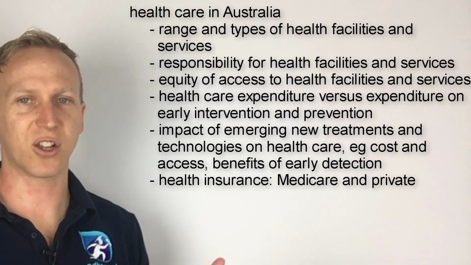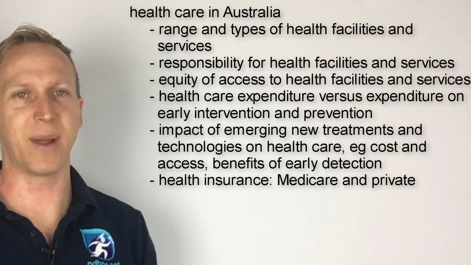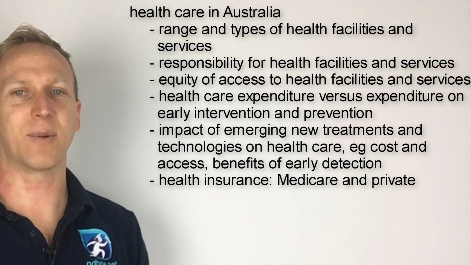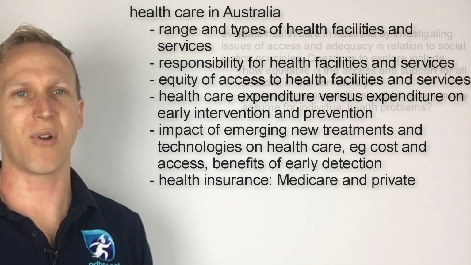Particularly there, you need to think about the cost and also the access that people have, as well as the benefits of early detection and stuff that come with those technologies. And then finally, we have to have a look at health insurance, looking at the differences between Medicare and private.